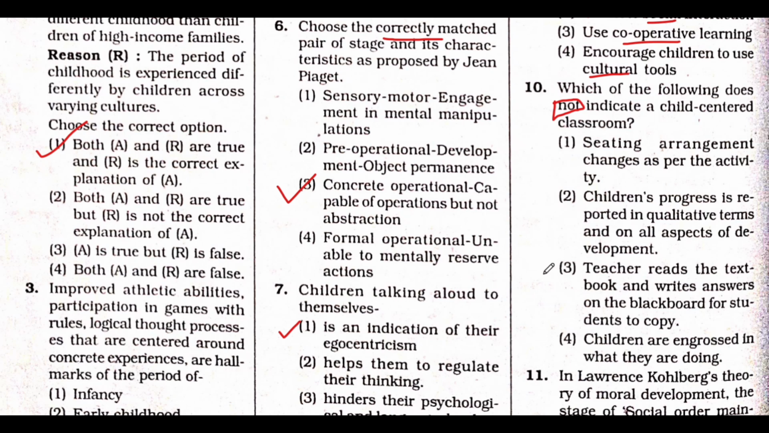So here the wrong one will be this one. Teacher reads the textbook and writes answers on the board for students. This is teacher-centered. This is not child-centered. What happens? A learner or child-centered classroom means we have to plan and transact the curriculum in the classroom in a way that will allow flexibility in pace of learning and style of learning, and it will give enough opportunities to the child, because we know that the child is the one who constructs the knowledge.